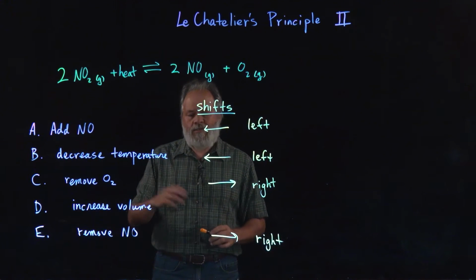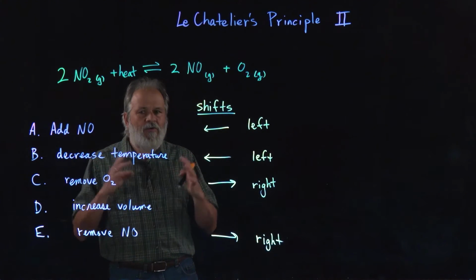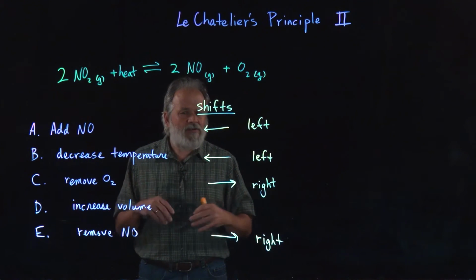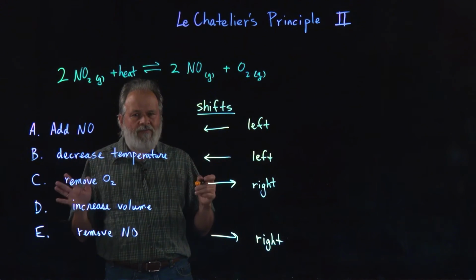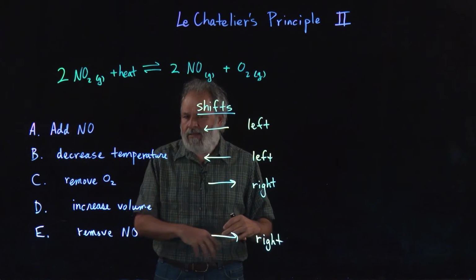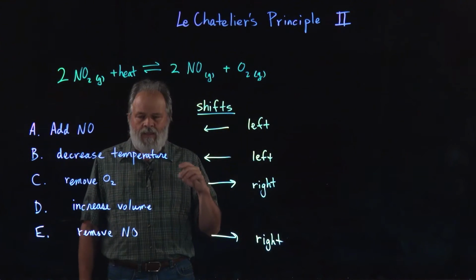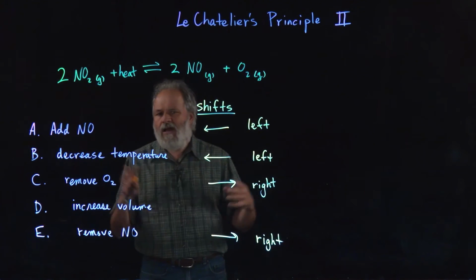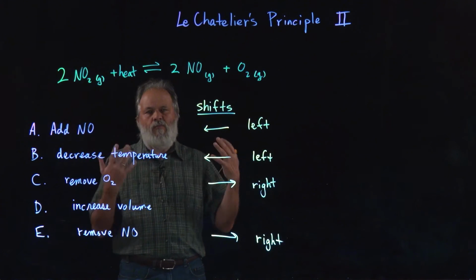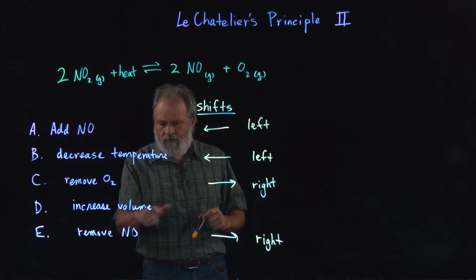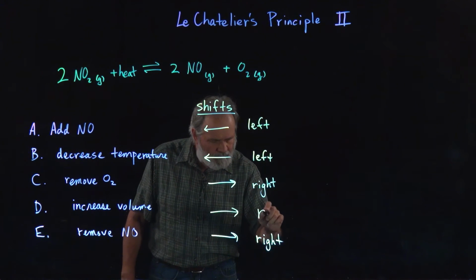Now, one of the trickier ones is changing the volume. If you change the volume, you're going to change the pressure. And if you change the pressure, you're going to change the number of collisions between the gases. That's going to have an effect if there are more gases on one side than the other side. If you expand the volume, there's now more room for molecules to move around in, and that favors the side with more moles of gas. So increasing volume favors this, and it will shift to the right.